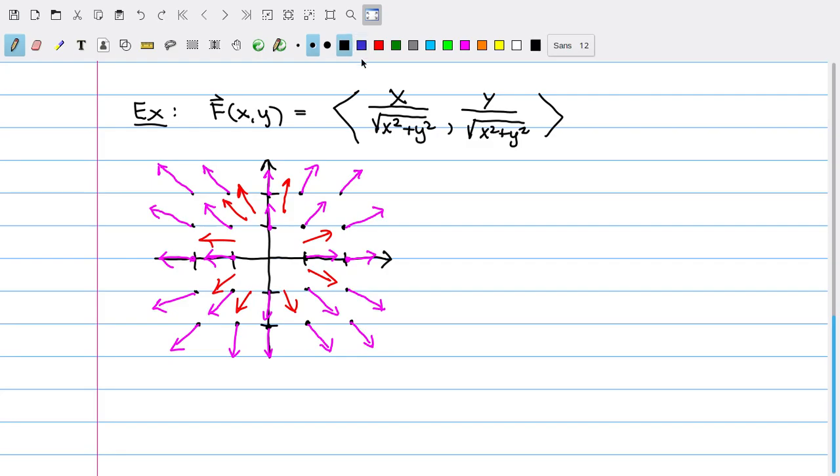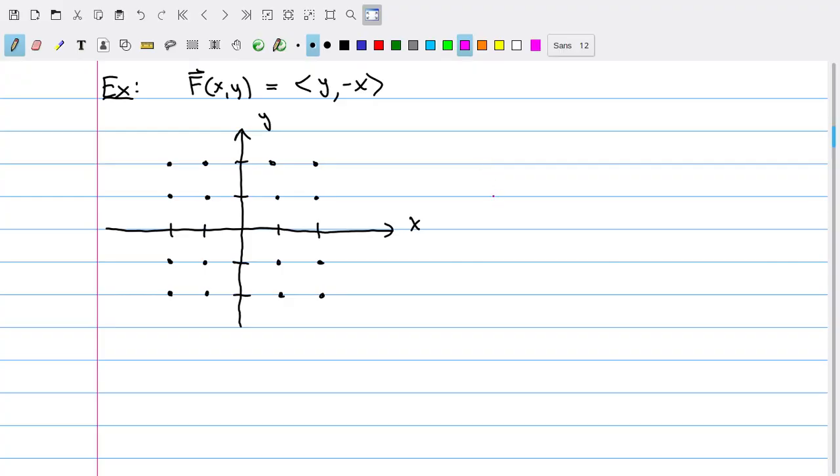Let's look at another example. To plot this, we again start by making our grid, and at every particular grid point, we're going to put a vector whose magnitude is represented by the length of the vector, and whose direction is the direction of the vector. Notice that the magnitude gets larger as we move outwards. So in order to make the graphic fit, I'm going to start out with fairly small arrows. At the point 1, 0, I get the vector 0, minus 1, which is a vector of magnitude 1 pointing in the minus y direction.